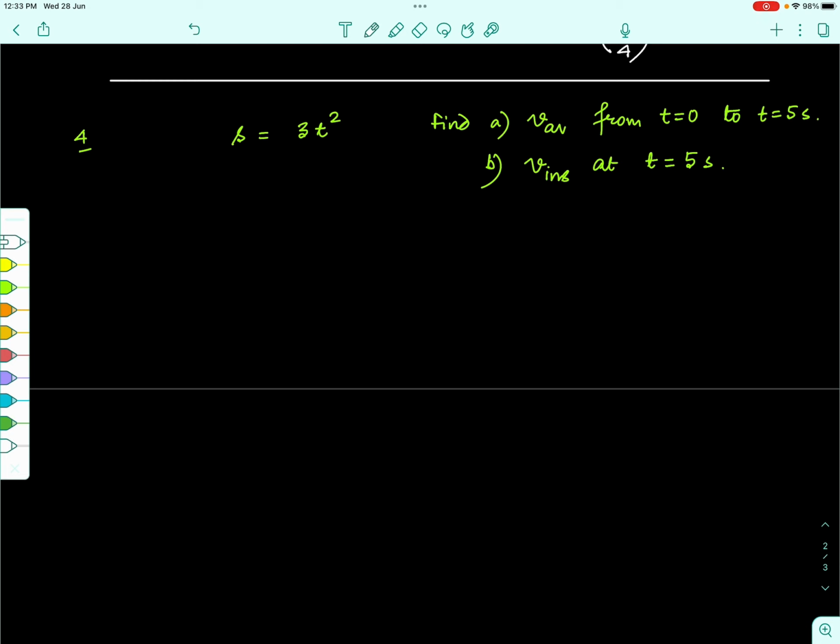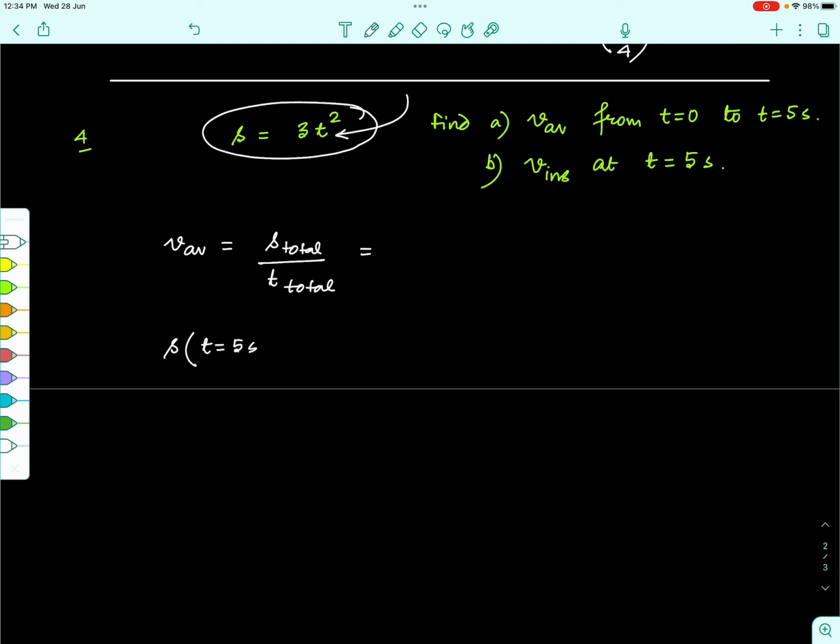Once again we will use the basic definition. V average, the average speed by definition is the total distance travelled by the total time taken, right? Now, from t is equal to 0 to t is equal to 5, how do we find out the distance travelled by the body? If this expression gives us the distance travelled in any time t, if we just put t is equal to 5 over here, we will get the distance travelled in 5 seconds, isn't it? So, we can first find out s, the distance travelled in t is equal to 5 seconds.